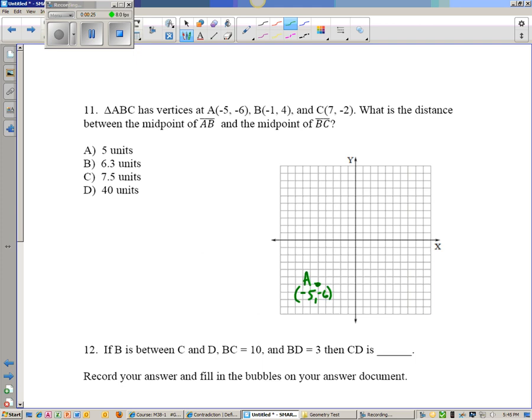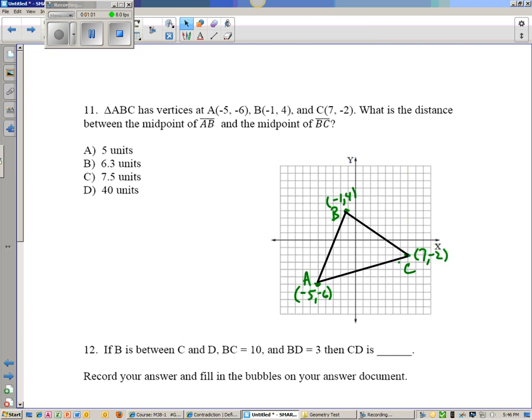B, which is -1, 4. All right, put a dot there. Go ahead and label it -1, 4. Label it B. And C, which is 7, -2. 1, 2. Put a dot there, label it 7, -2, and I'm going to label that C. All right, I'm going to go ahead and kind of connect the dots here. Draw my little triangle.